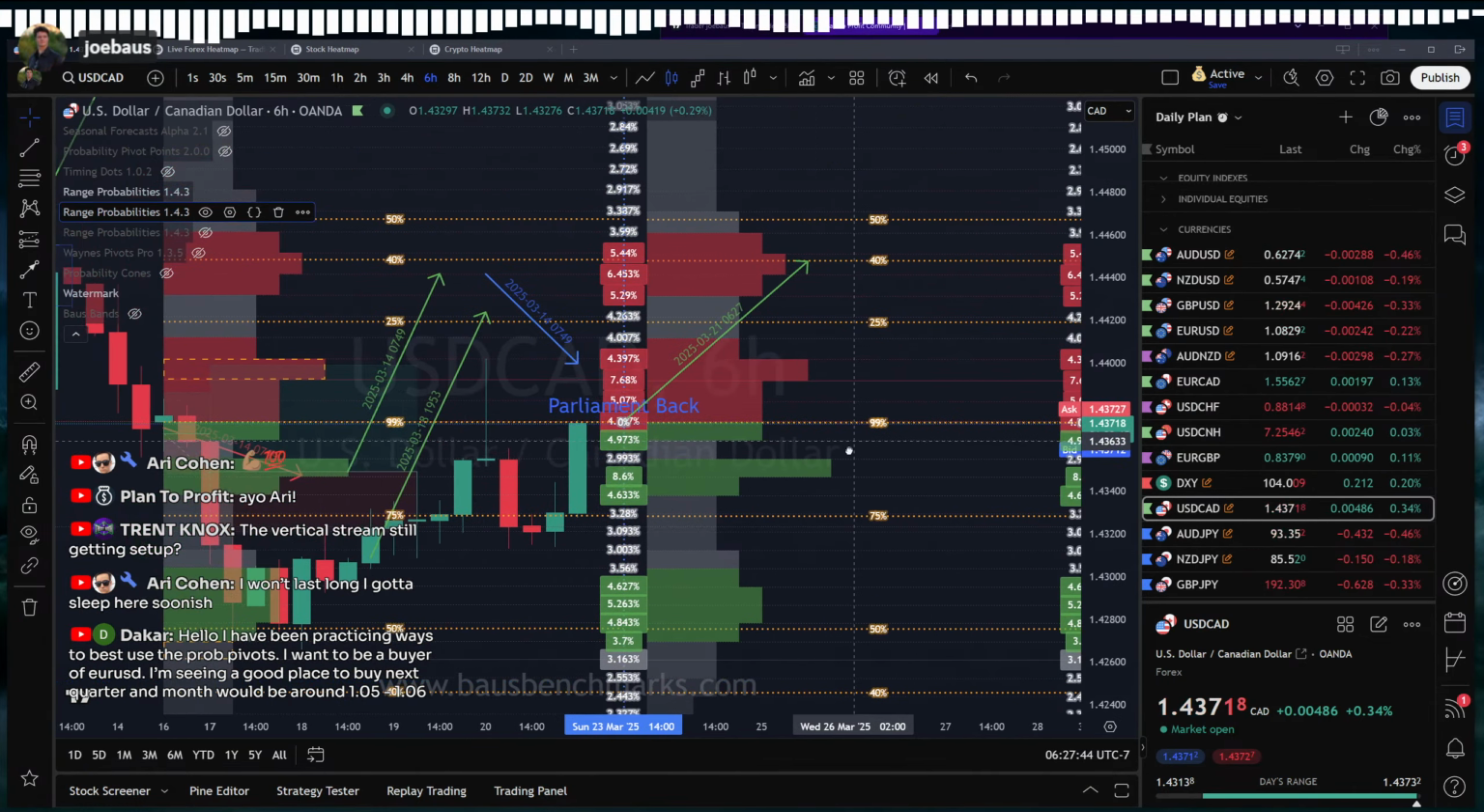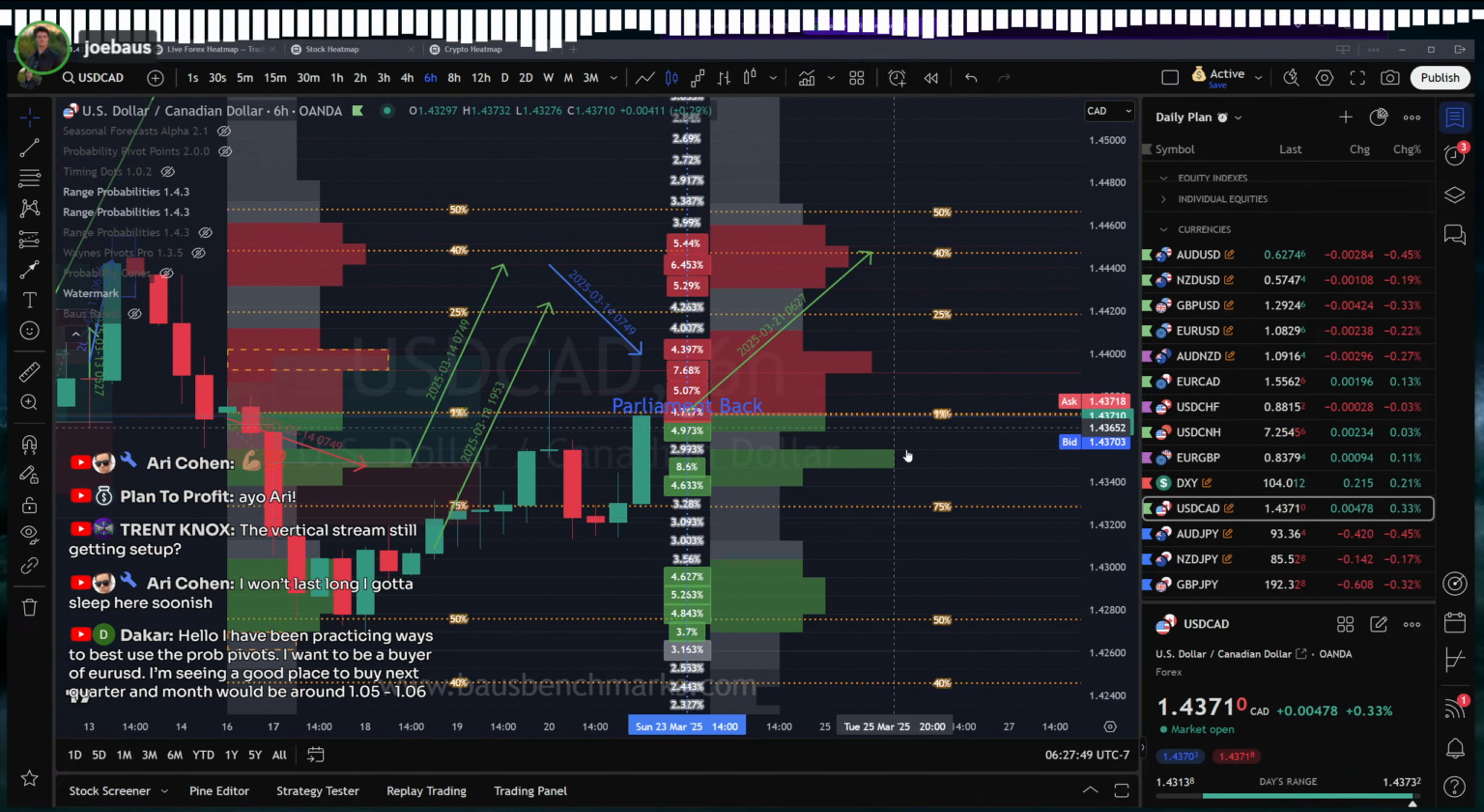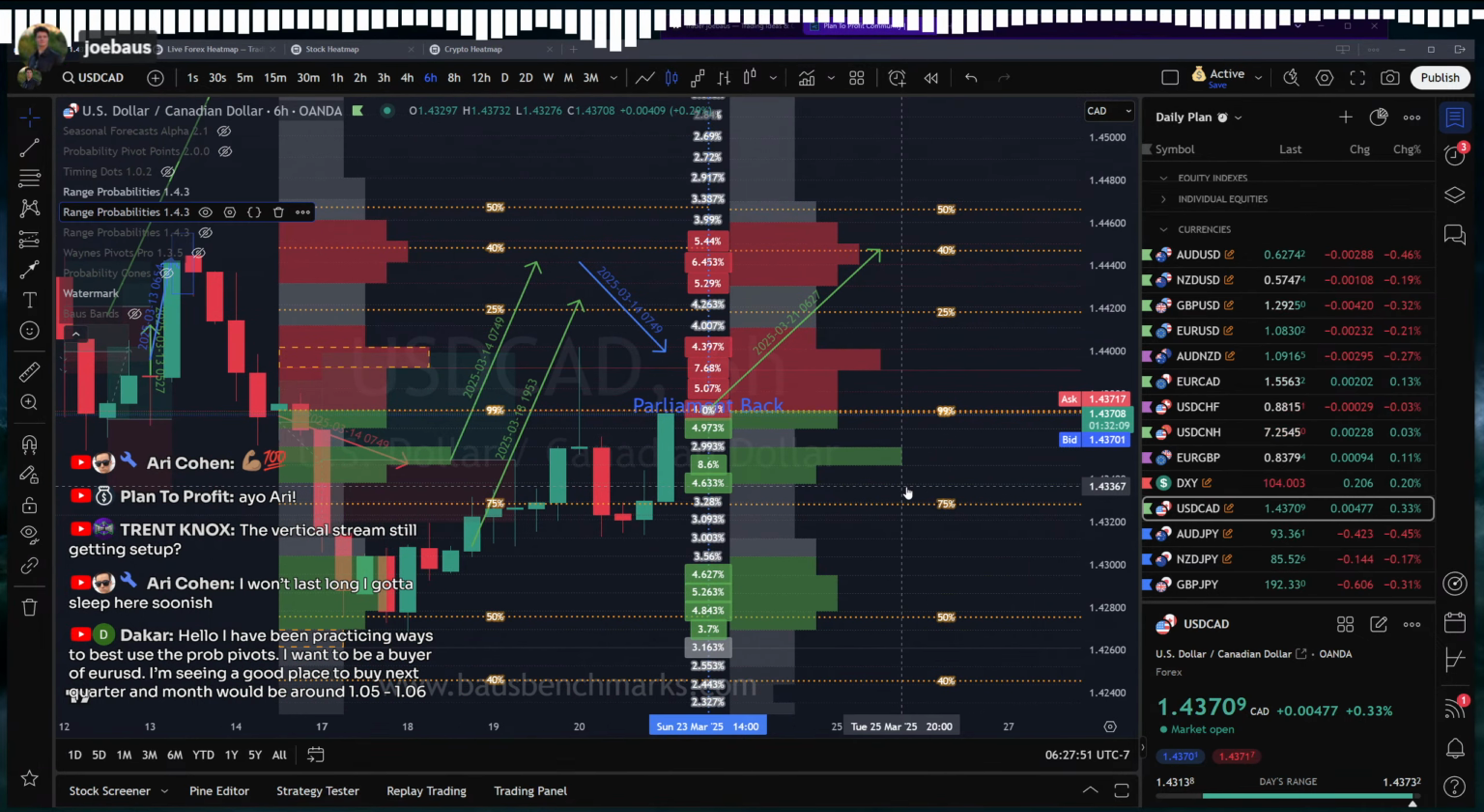How convenient. Also, this thing here that says Parliament is back. The Canadian Parliament is currently prorogued until March, I believe, 23rd, 25th.